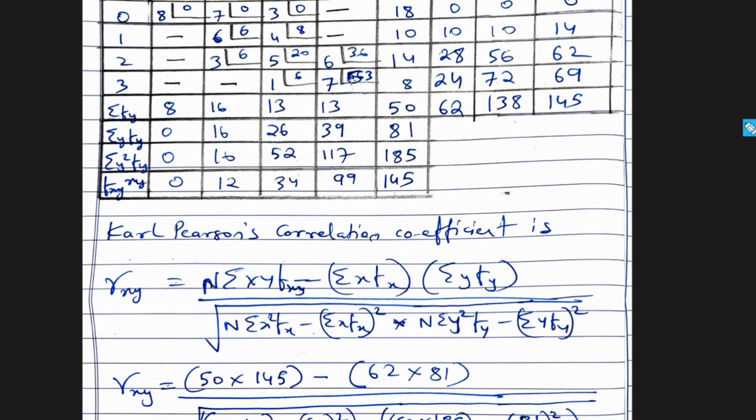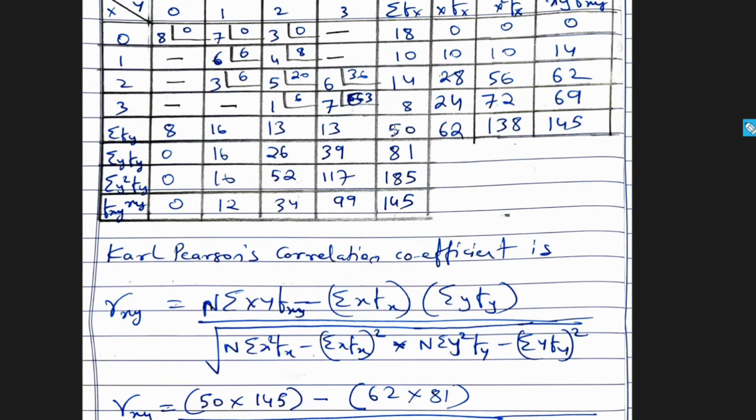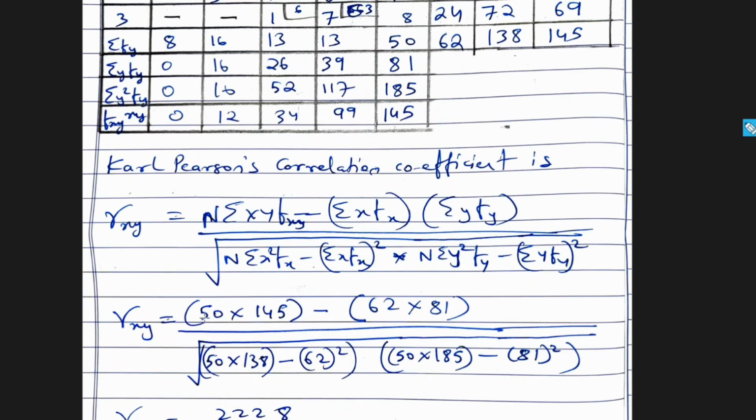So what is the summation of xy into fxy? 145. And what is the value of n here? 50. 50 into 145 minus summation of xfx is 62 and yfy is 81. So 62 into 81 divided by root of, this is n into summation of x square fx, that is 50 into this one 138 minus xfx whole square. So xfx is 62, so 62 whole square into 50 into 185 minus 185 here is summation of y square fy and n is 50 minus 81 square, summation of y into fy.